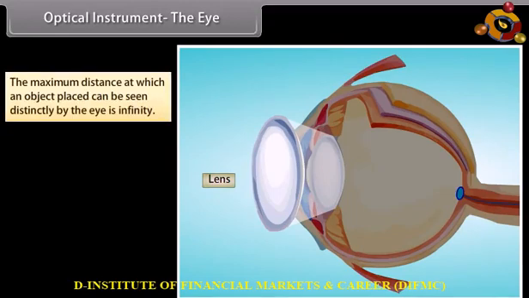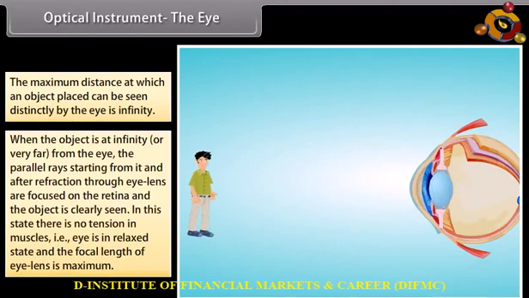The maximum distance at which an object can be seen distinctly by the eye is infinity. When the object is at infinity or very far from the eye, the parallel rays starting from it, after refraction through the eye lens, are focused on the retina and the object is clearly seen. In this state, there is no tension in the muscles, that is, the eye is in a relaxed state and the focal length of the eye lens is maximum.